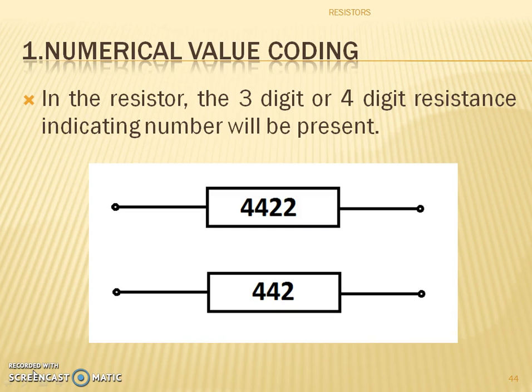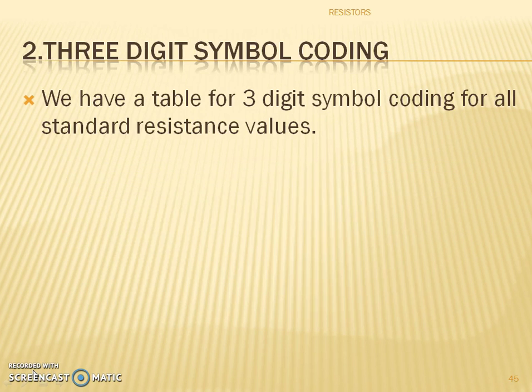Now we are moving on to the marking. There are three types of resistor markings. One is color coding, second is numerical value coding, and third is 3-digit symbol coding. In that, first we are coming to the numerical value coding. In the resistor, the 3-digit or the 4-digit resistance indicating number will be present. For example, over here we have 4422 and 442. First one is a 4-digit and second one is a 3-digit.